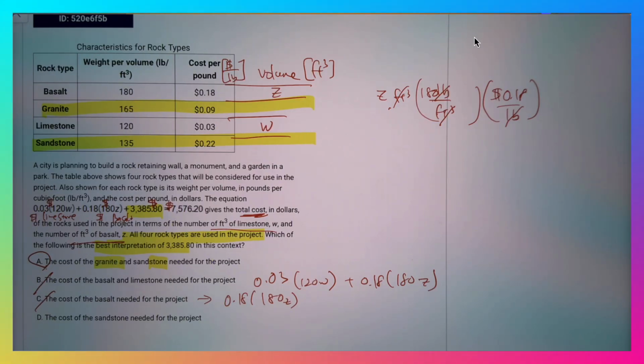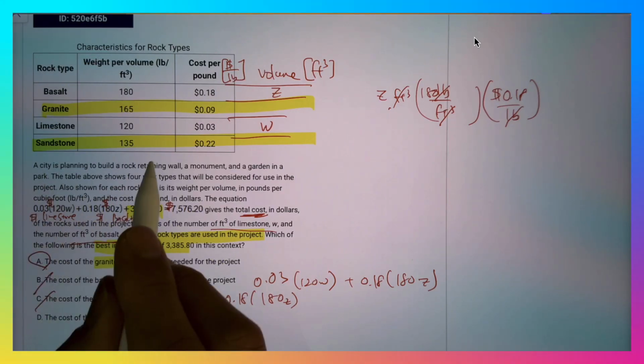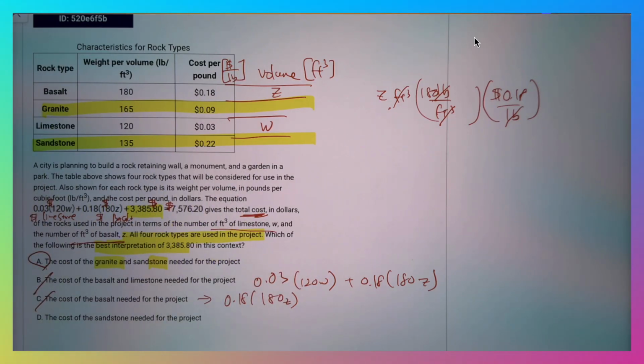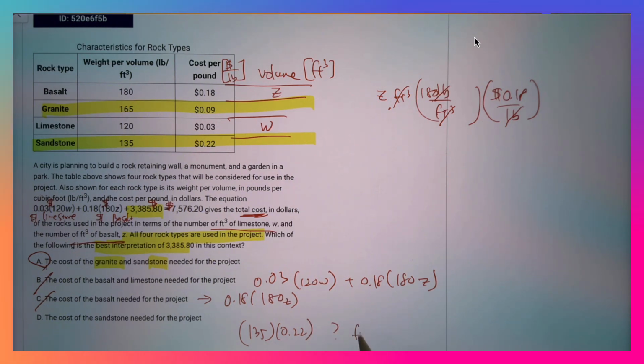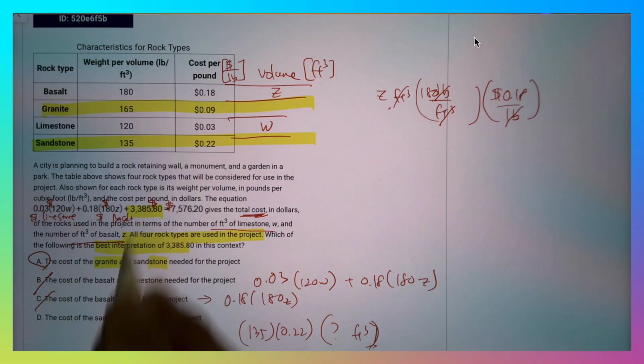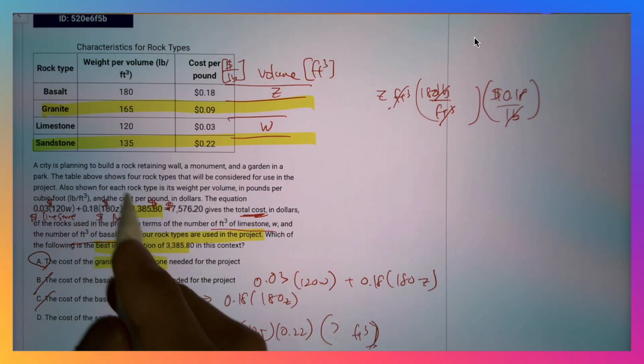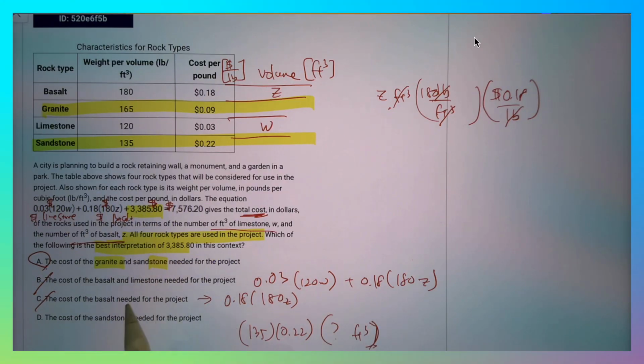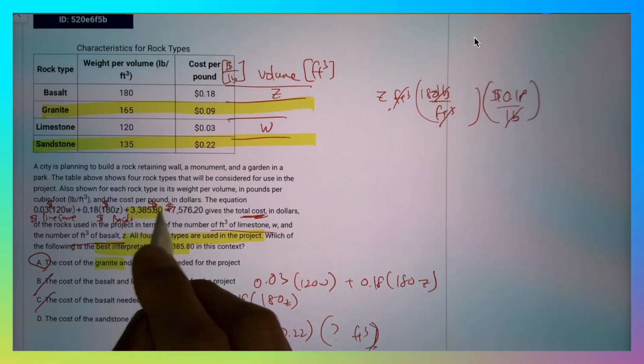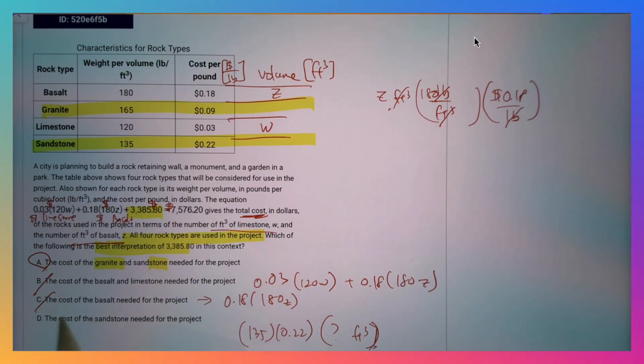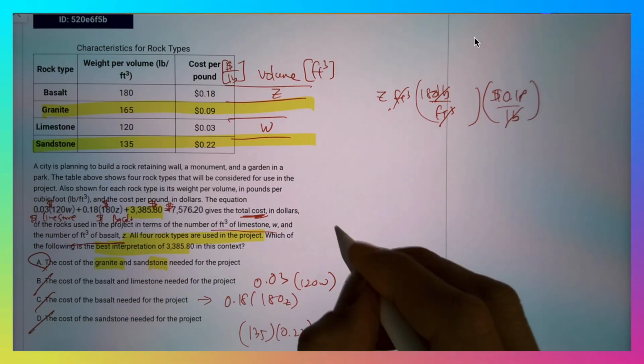Choice D, the cost of the sandstone needed for the project. Sandstone, thing is, we are not even given what the volume is, so we can't even solve it other than we can multiply 135 and 0.22 and then some kind of volume of sandstone. Okay, so that has nothing to do, well, that's partially to do with 3385, but that doesn't fully account for it. So choice D is out. The correct answer should be A.